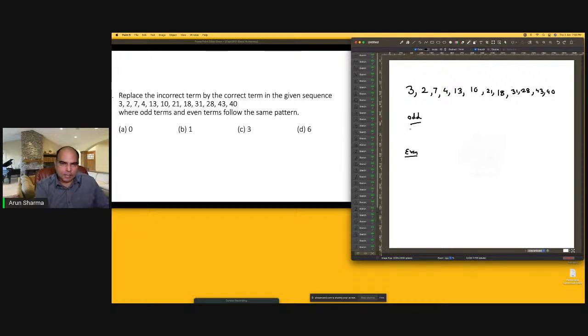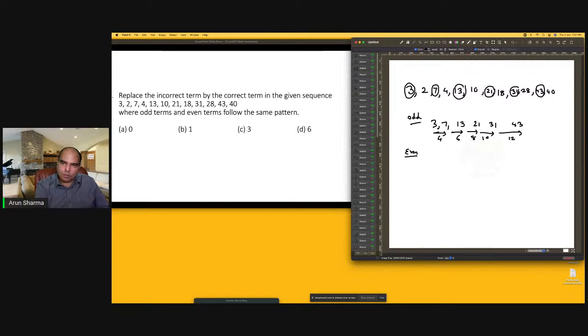So what that means is that I first have to segregate the odd terms. The odd terms are these ones, and they all follow the same pattern. So the odd pattern is 3, 7, 13, 21, 31, 43. If you look at this, this is an increasing addition. I have a plus 4 here, followed by a plus 6, then a plus 8, then a plus 10, and a plus 12. So I'm adding 4, then 6, then 8, then 10, and then 12.